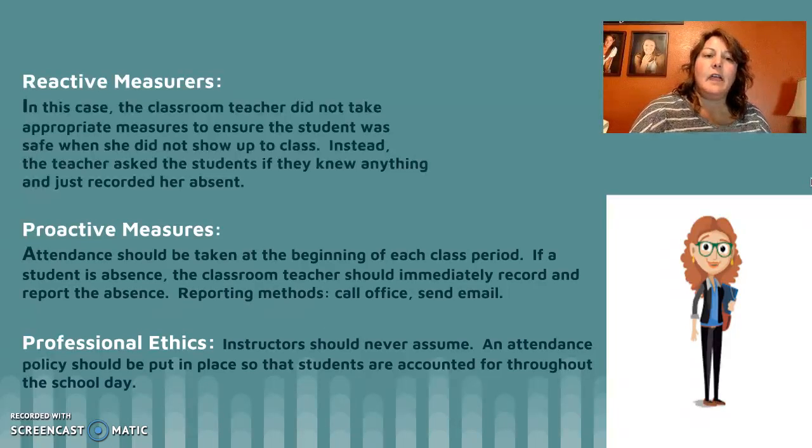I think that between the classroom teacher and the office, there needs to be some form of communication, whether it be a buzz on the intercom or a quick email. If you didn't know ahead of time that the student was going to be absent, I definitely think that the teacher should check in with the office just to make sure. Professional ethics: instructors should never assume. An attendance policy should be put in place so that students are accounted for throughout the school day.